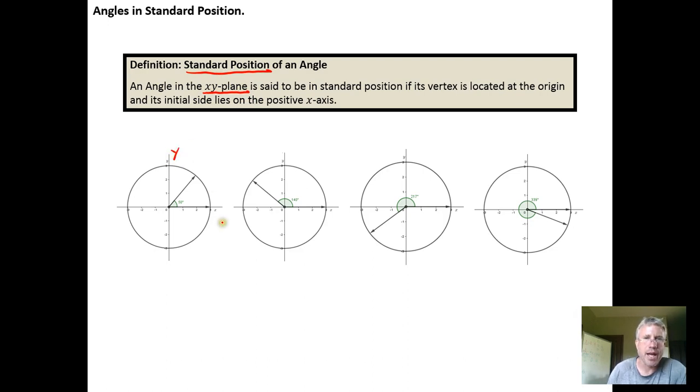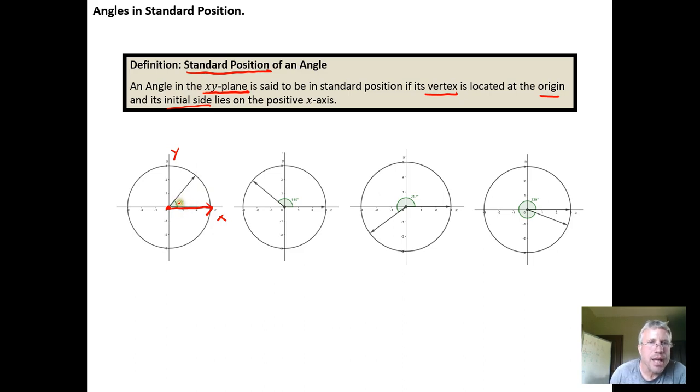So here's my Y-axis, here's my X-axis. Be sure to put the vertex at the origin. So put the vertex of the angle at the origin and put that initial side of the angle on the positive x-axis. And then from there you rotate either counterclockwise or clockwise to some terminal point or some terminal side of the angle.